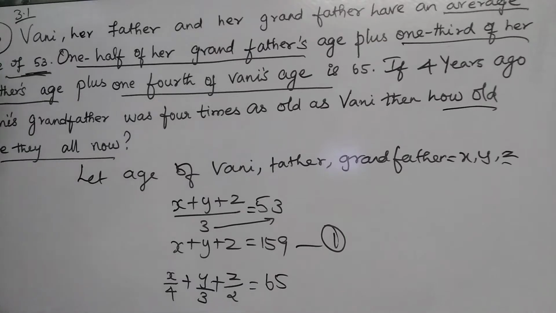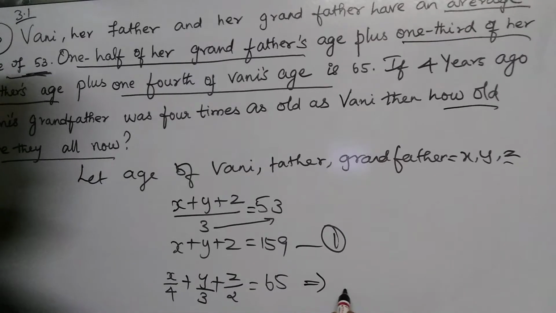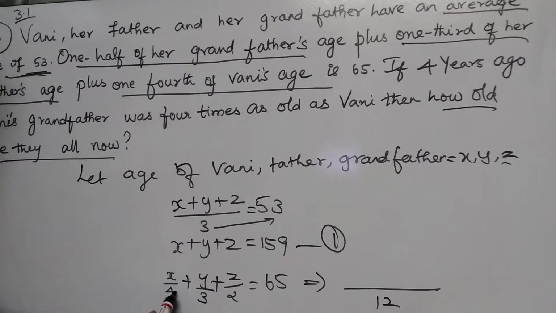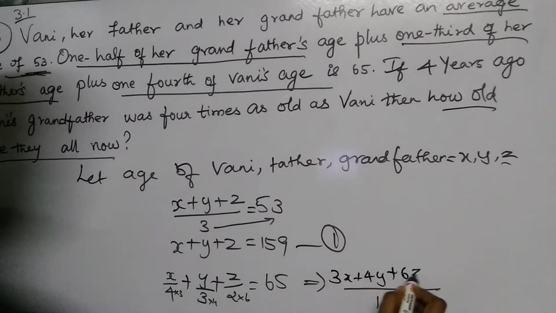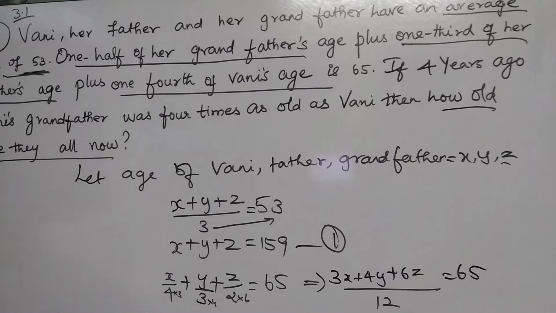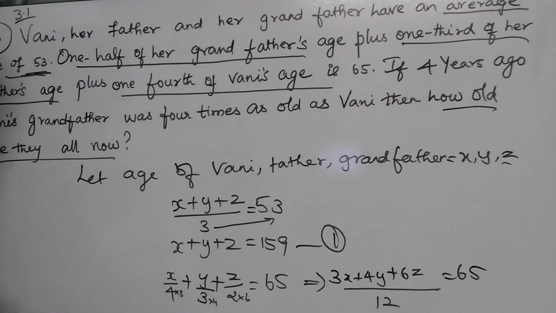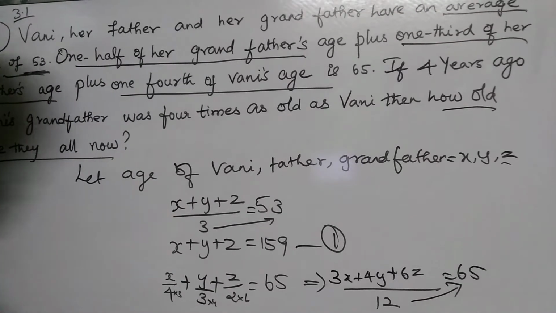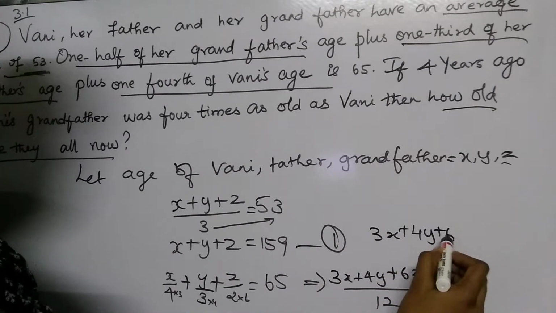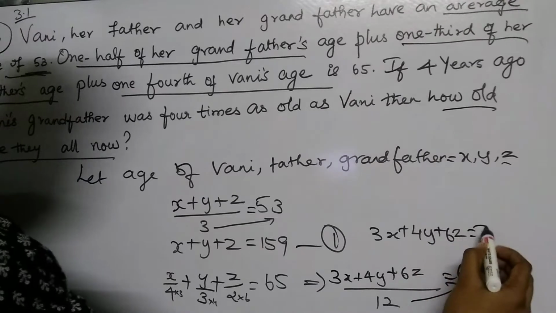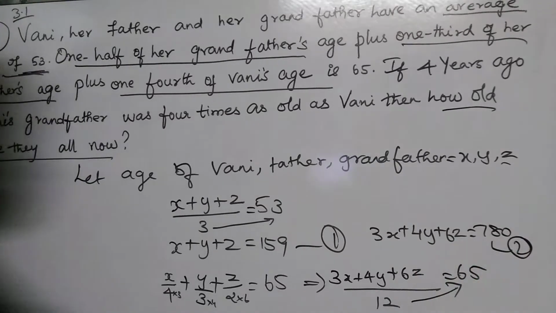So from this find the equation. Take LCM of the numbers, 12. Here 4 becomes 3, 4 into 3, 3 into 4, 2 into 6. So the numerator has first x becomes 3x, y becomes 4y and z becomes 6z. This is equal to 65. Now 12 multiplied with this 65. So what is the equation? 3x plus 4y plus 6z equals 65 into 12. That is 780. Let it be your second equation.